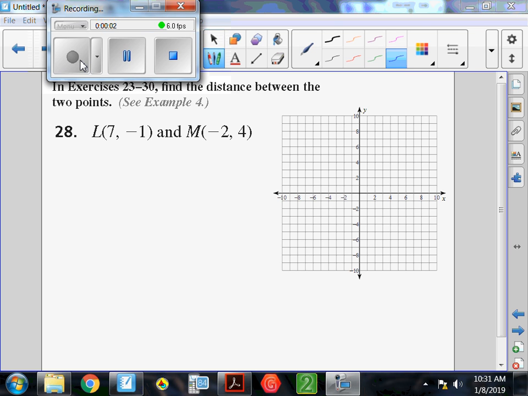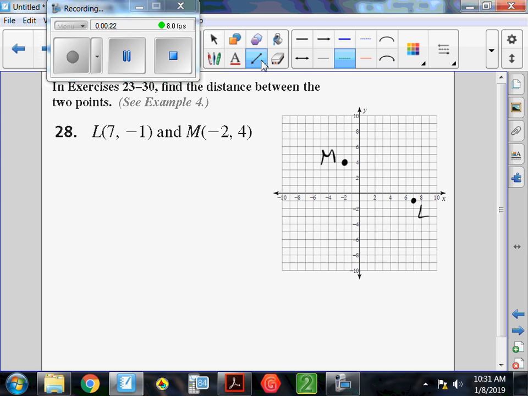This is Unit 7, Target 3 and 4 homework, page 25, number 28. So let's find the distance between the 2 points. I'm going to do that on the graph first. L is at (7, -1), and M is at (-2, 4). And so I want the length of the segment LM, or the distance between the 2 points.